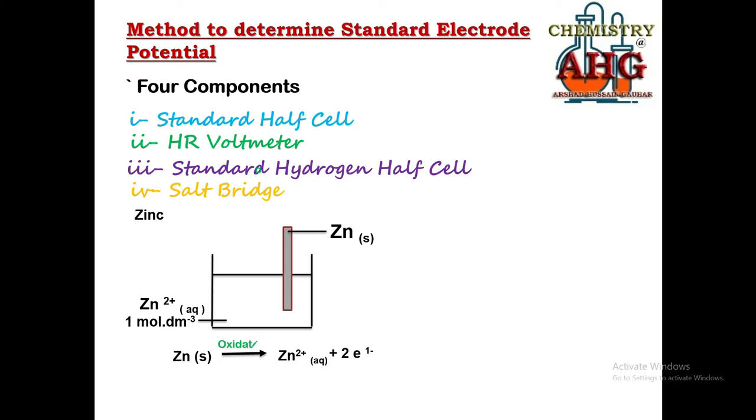Due to this process, the number of positive zinc ions starts increasing in the ionic solution, as a result of which the backward reaction also starts, and the backward reaction is reduction. Initially, the rate of oxidation in this case is fast. Why is it fast? Because zinc is a reactive metal, it prefers to undergo oxidation, and the rate of reduction is slow initially. A time comes when a dynamic equilibrium is attained.